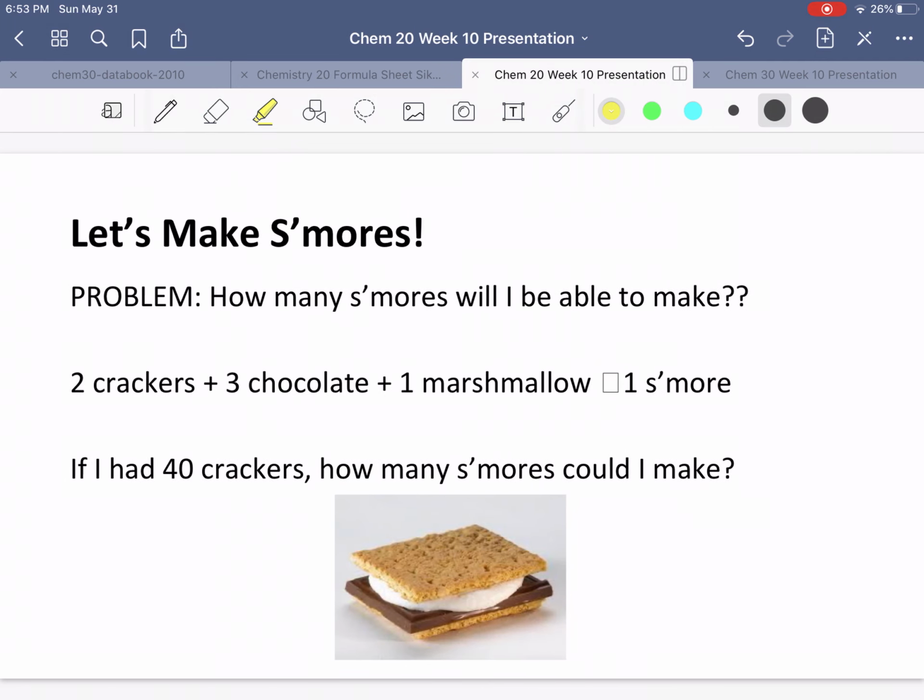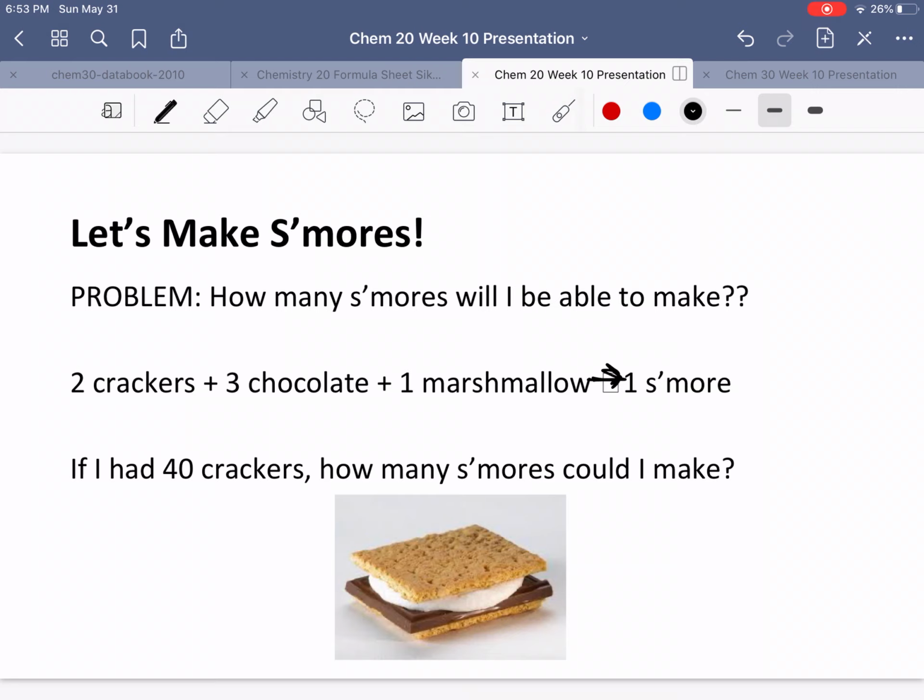All right, guys, if you'd been in class right now, we would have made some s'mores. Unfortunately, we can't do that, but I want you to still visualize what would be happening here. Essentially, we would have a scenario where you're going to take a certain recipe in order to make a good s'more. The recipe I'm going to use is 2 crackers and 3 pieces of chocolate and 1 marshmallow. This should be an arrow here as an equation, and it makes 1 s'more.